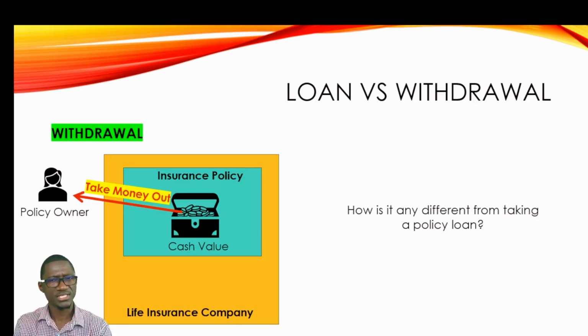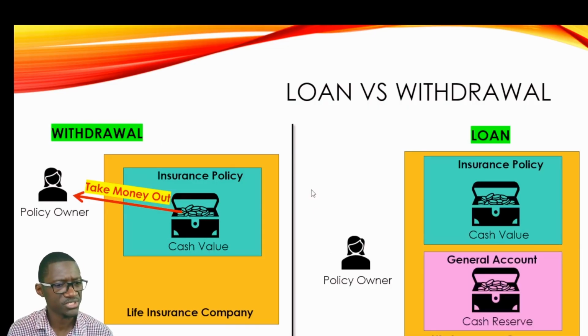Then, how is that different from a loan? Let's do another picture here. Once again, we have our policy owner. We have our life insurance company, and here's something interesting. We have the insurance contract and our treasure box that holds our cash value. But the insurance company also has its own treasure box that represents its cash reserve. Why? Because they have to respond to their insurance needs.